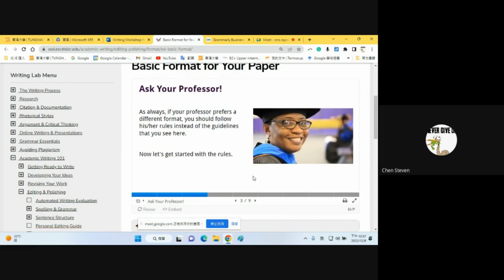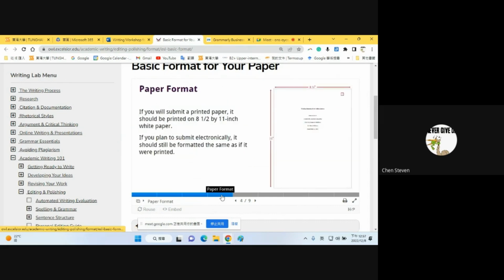Okay, and so you have to ask the professor. Okay, and then the format. Okay, the margin is set here. Okay, they go by inch. 可是一般就是一个 inch 是2.54公分，自己量。And we could adjust the margin.